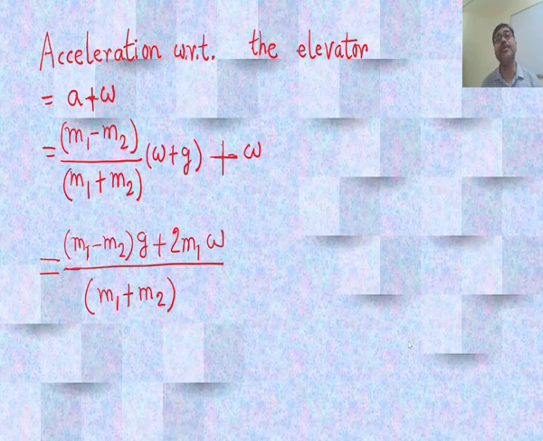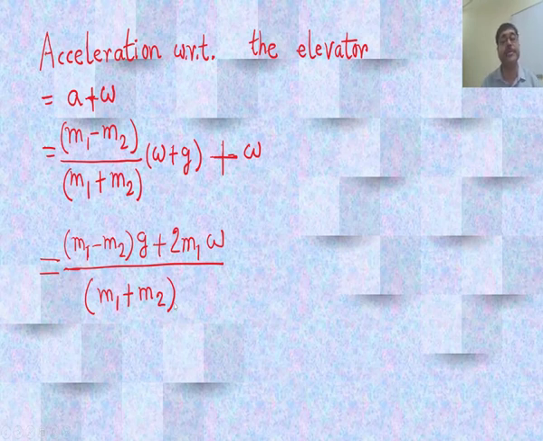That means if I am also moving with the elevator, and on top of that the mass m1 is moving downward, then definitely the accelerations will be added up, because the two accelerations are in opposite directions. And when they are in opposite directions, the value of one acceleration with respect to the other can be calculated by just adding up. In this way, a plus omega will be the acceleration with respect to the elevator. Putting in the expression that we got for a, plus omega, will give you an expression like (m1 minus m2) into g plus 2 m1 omega, by m1 plus m2.